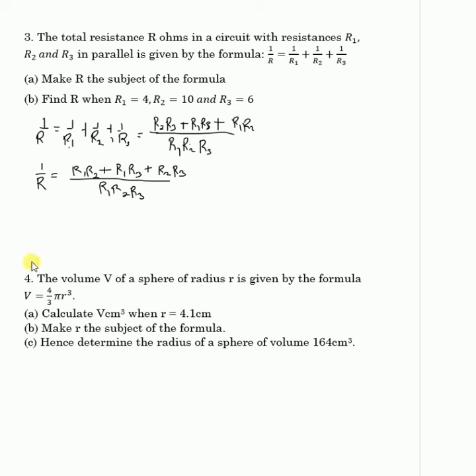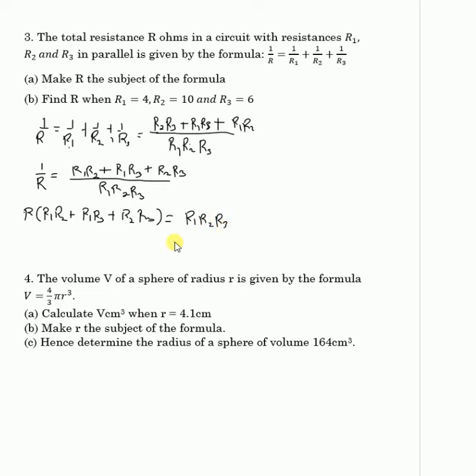But let me do this. Let us say that we are cross multiplying. So we have R times that. This is R multiplied by everything there: R1 R2 plus R1 R3 plus R2 R3 equals, now I multiply that, R1 R2 R3.